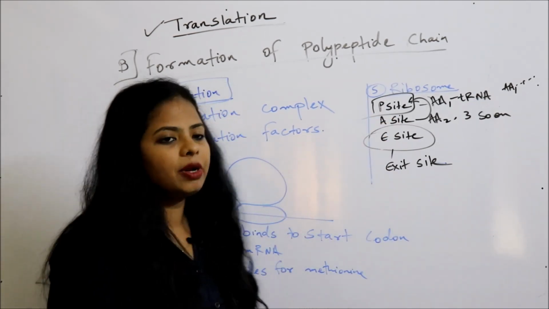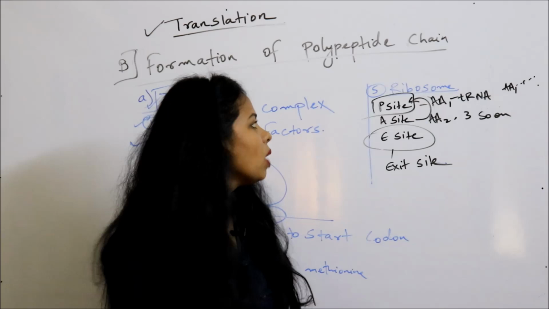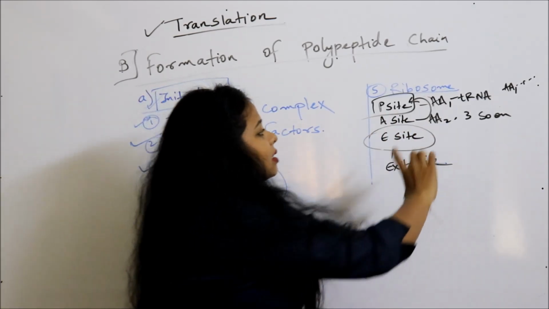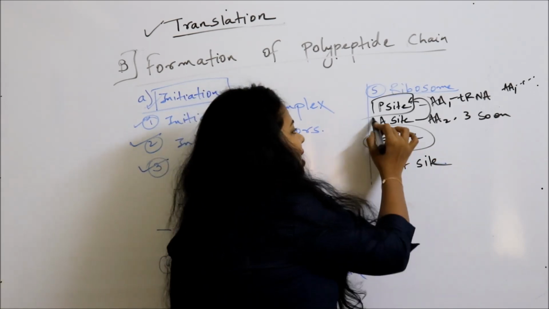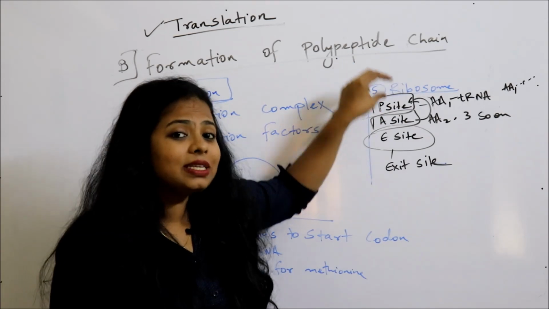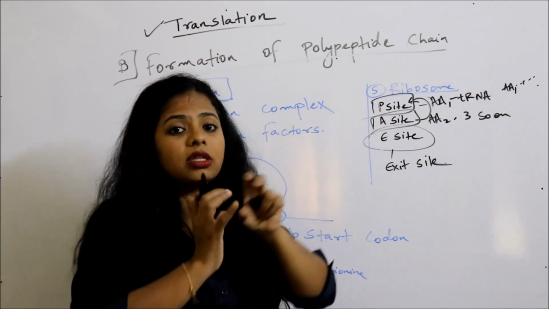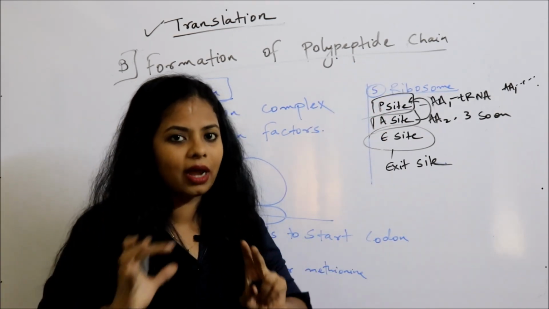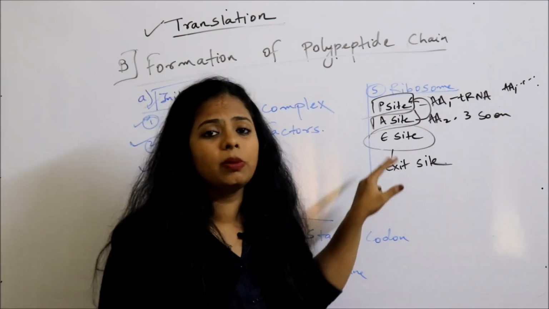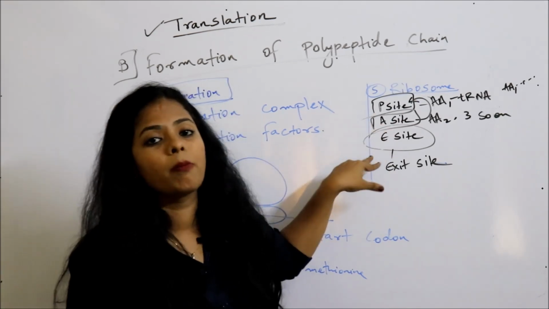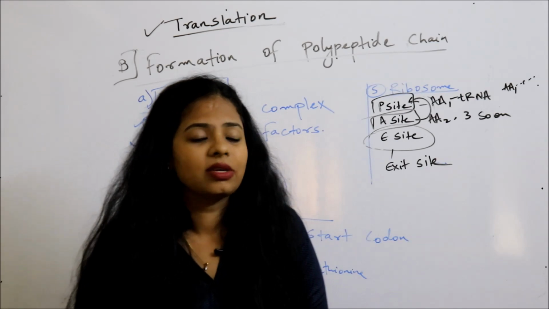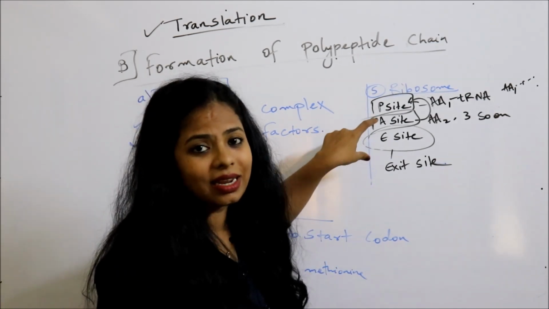Again I will repeat. First, the amino acid 1 tRNA will directly bind to the P site. All the others have to halt at the A site, and then they can shift to the P site. P site means peptide site. So here the polypeptide chain is formed and released from the P site. The empty tRNAs leave the complex from the E site. I hope you have understood the P site, A site and E site.